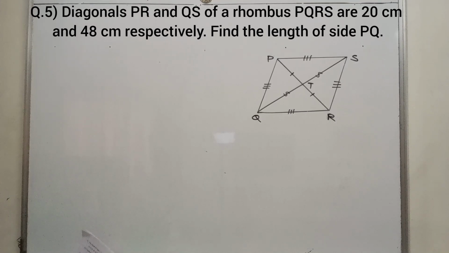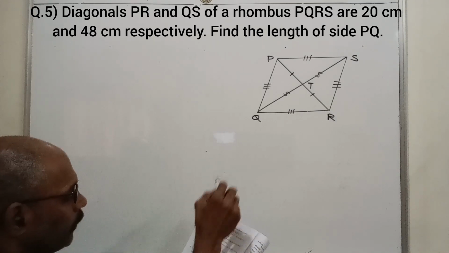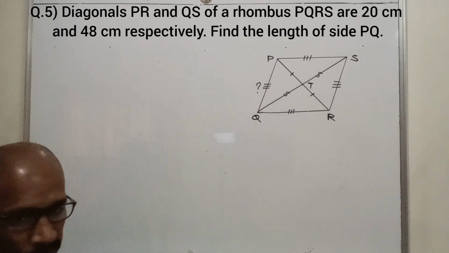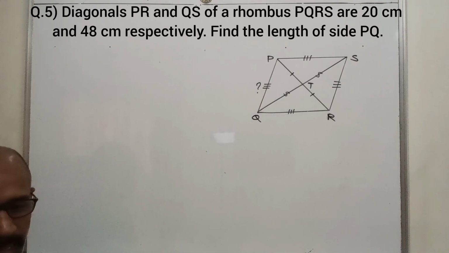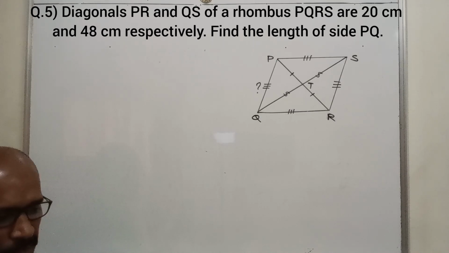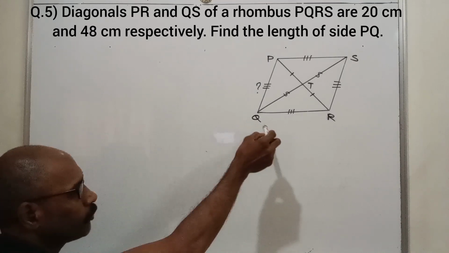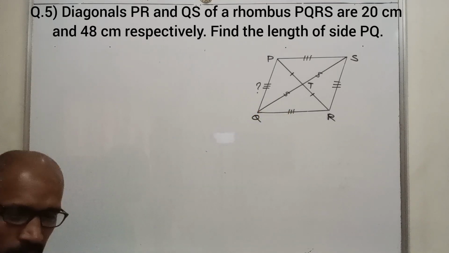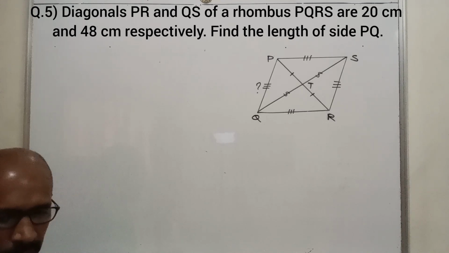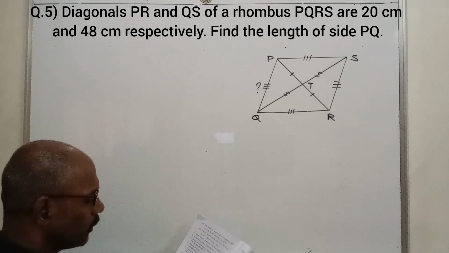Question number 4. Diagonals PR and QS of a rhombus PQRS are 20 centimeter and 48 centimeter respectively. Find the length of side PQ. Now this is a rhombus and all the sides of a rhombus are congruent. When we find the length of PQ, then the lengths of QR, RS and PS are all the same. Did you get it?